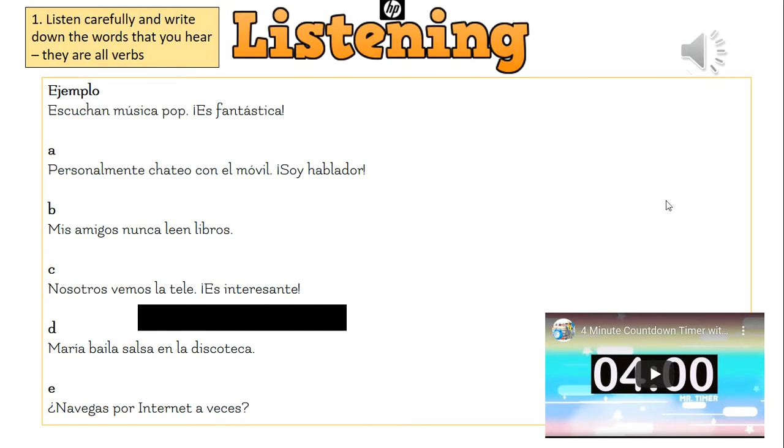Okay, now you have got 4 minutes to translate these sentences back into English. If there are any words in there that you don't know, you can use an online dictionary to look them up. So 4 minutes, translate these sentences into English.